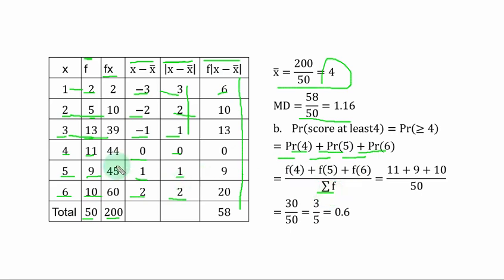From the table, frequency of 4 is 11, frequency of 5 is 9, frequency of 6 is 10. So you add up the respective frequencies and divide it by 50. That is 30 over 50, and it reduces to 3 over 5, which gives 0.6 as the required probability.